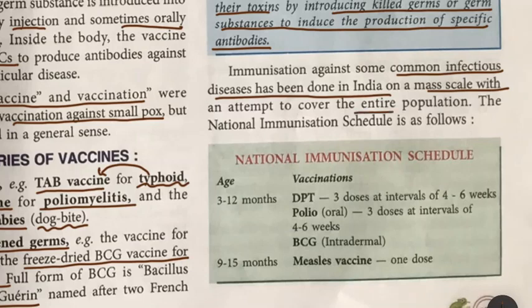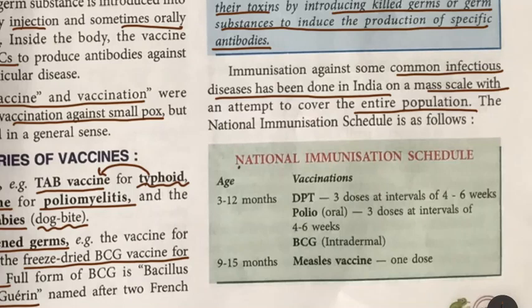cover the entire population. That is why when you are little, right from your birth, within a few hours, you are inoculated with the BCG vaccine, and then it carries on until you are 15 years old. The last shot that you will take is when you are 15 years old.